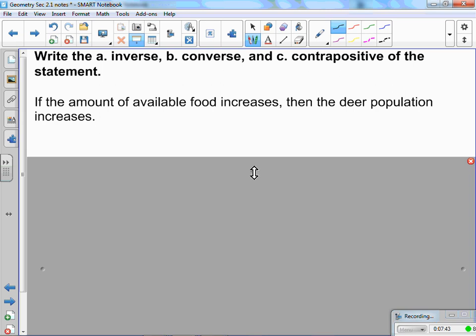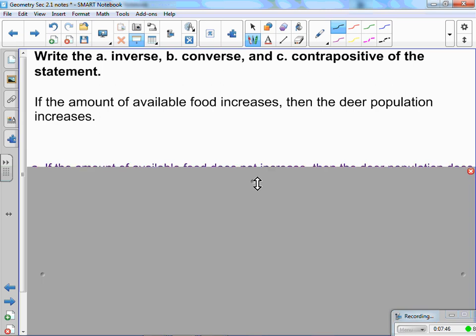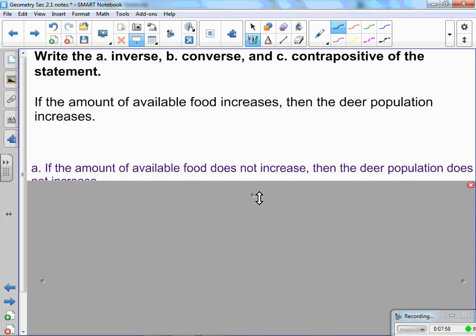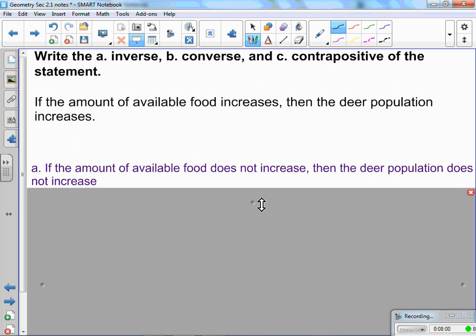So if we make the inverse of that, the inverse has to put not into the statement on both ends. So if the amount of available food does not increase, then the deer population does not increase. Right? So we put not here and not here.